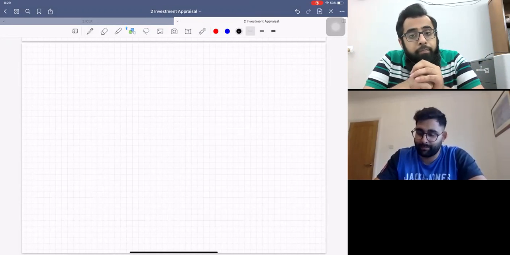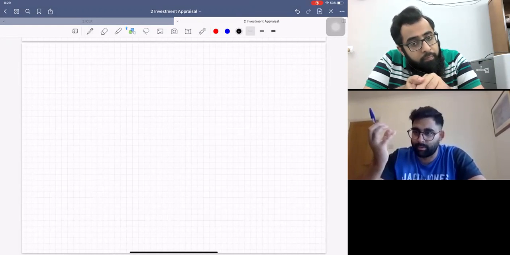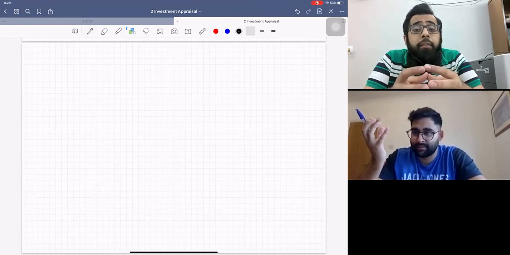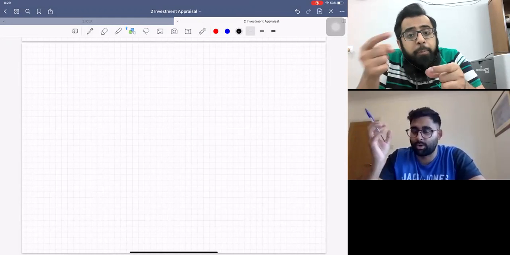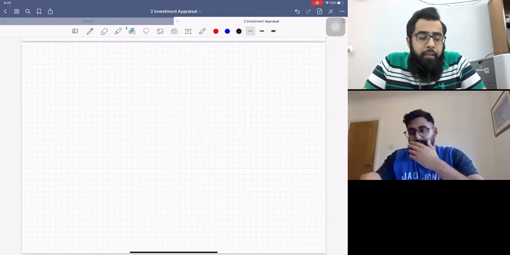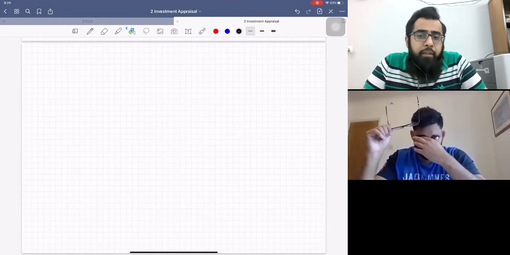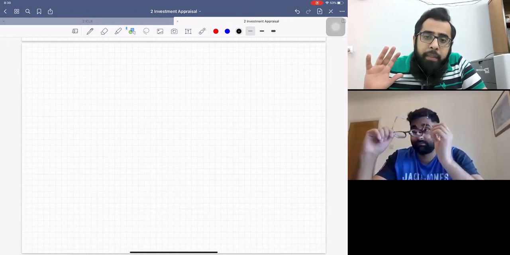Basically, the individual project has its own WACC. The individual project will have its own risk profile, and based on that risk profile, you should calculate its cost of capital. Let me give you an example. Mirchawala Institute has been running for 11 years. It has its own goodwill. It has its own stability.